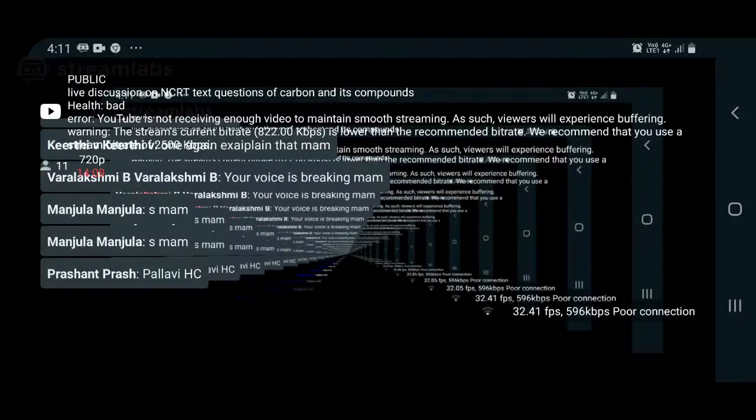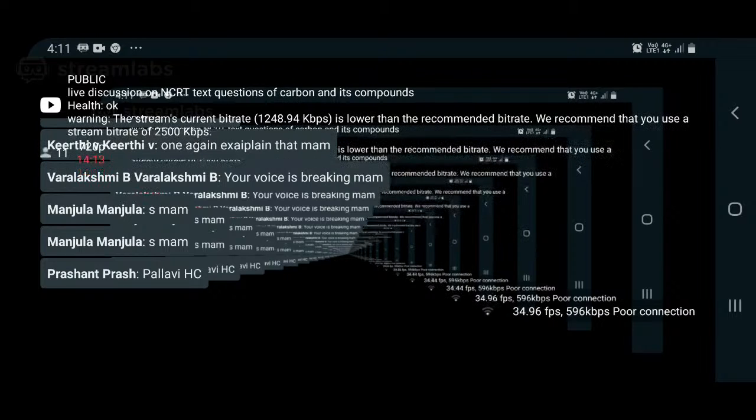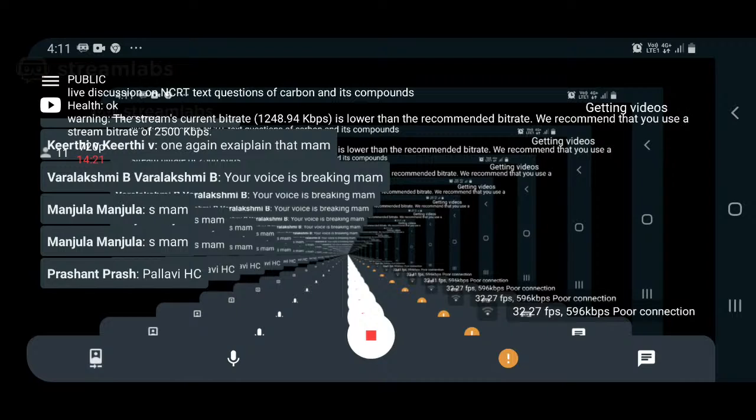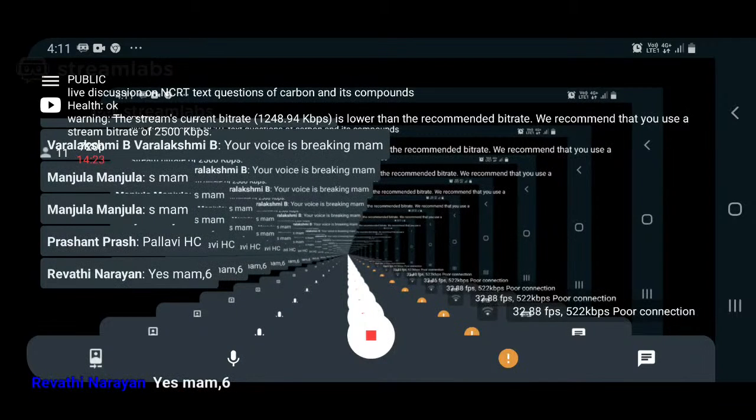Okay, at least now it is clear with the S8 dot structure. All of you clear? If it is clear, we'll move on to the next question.